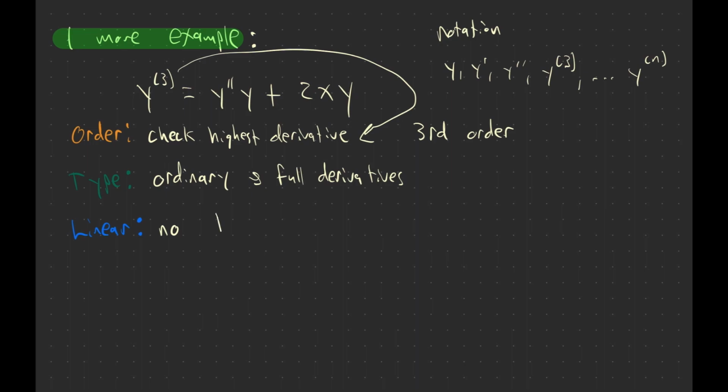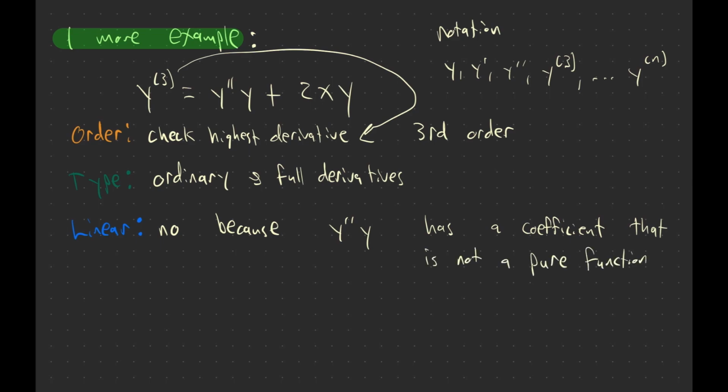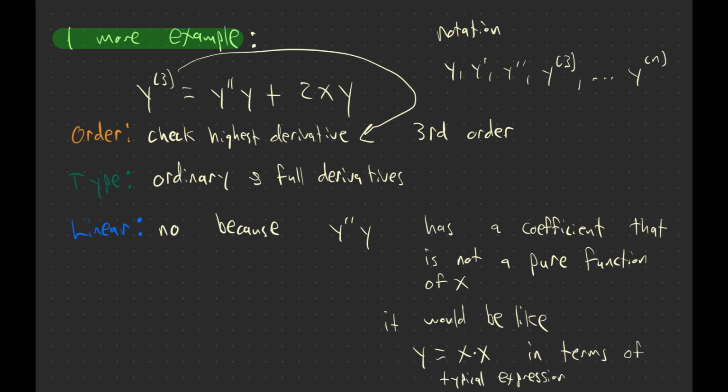They're all full derivatives. Now, for whether or not it's linear, it's not, and that's because the y double prime y has a coefficient that's not a pure function of x. So if we wrote it y double prime, it'd be y as the coefficient to y double prime, and that's not linear. So it'd be something like y equals x times x. That's quadratic in terms of a typical equation, it's just not linear.